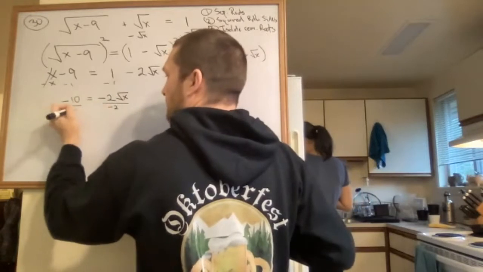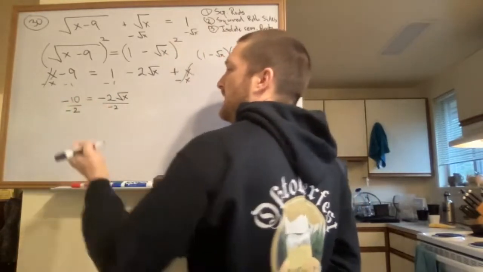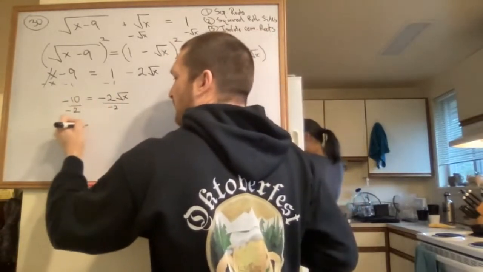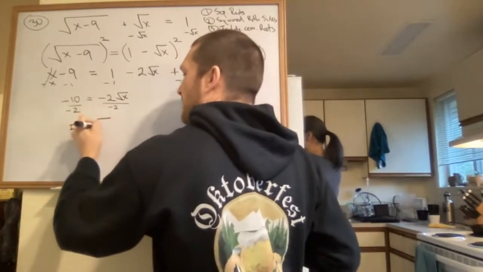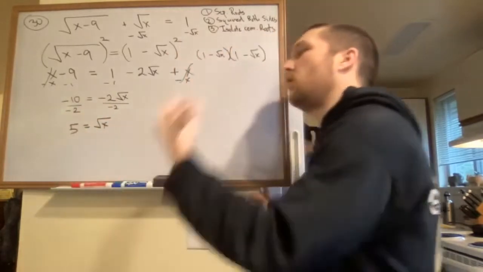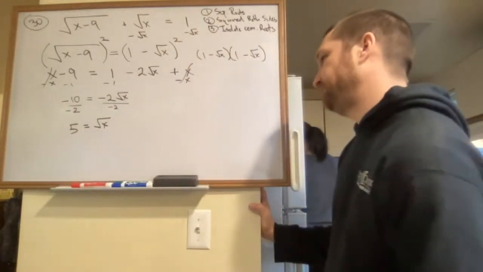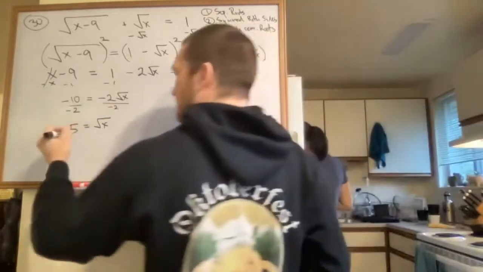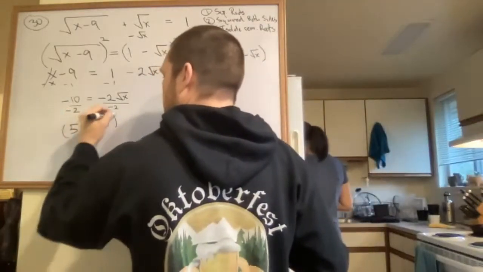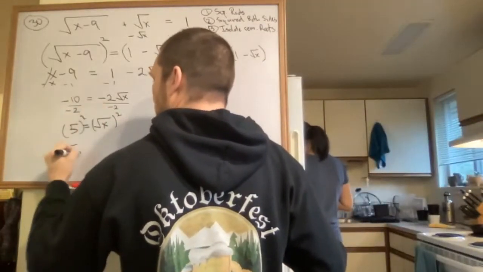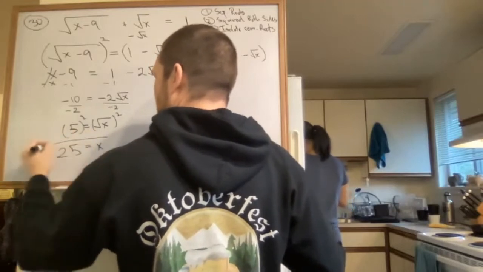So I'm going to divide both sides by negative 2. And now that gives me a positive 5 on the left-hand side and a square root x on the right-hand side. And now what? You square both sides. And that gives me 25 equals x.